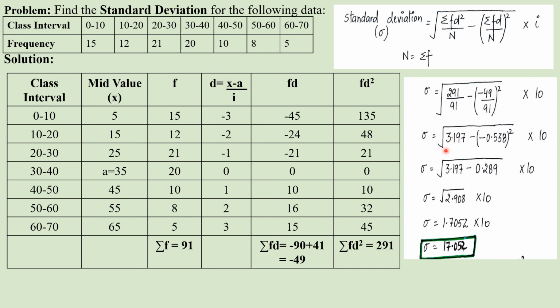So standard deviation is equal to under root 3.197 minus 0.538 the whole square, into 10. Solve this equation. The final value of standard deviation will be 17.052.